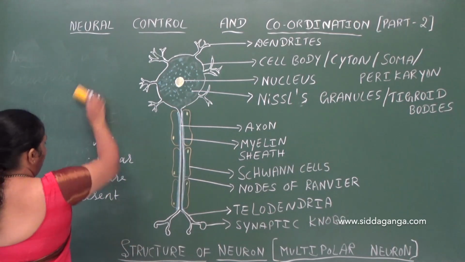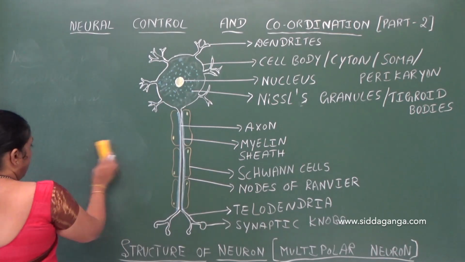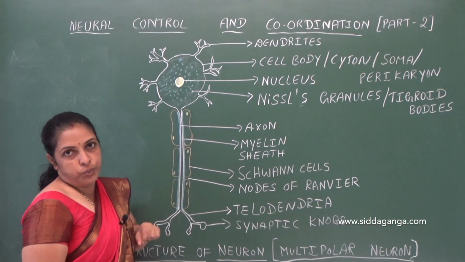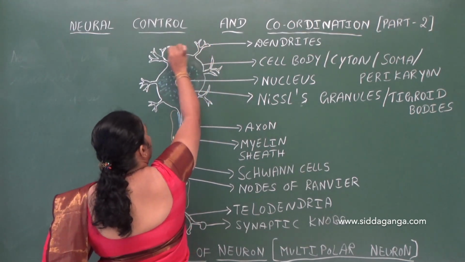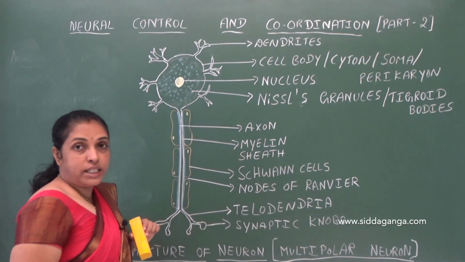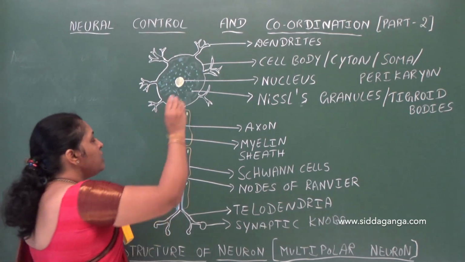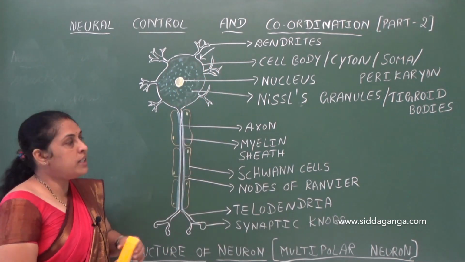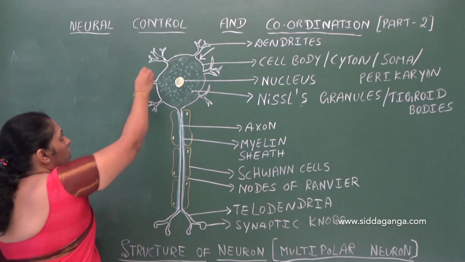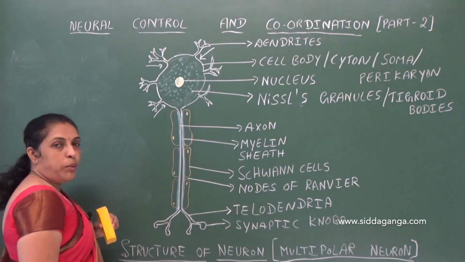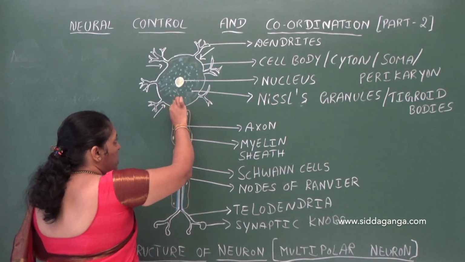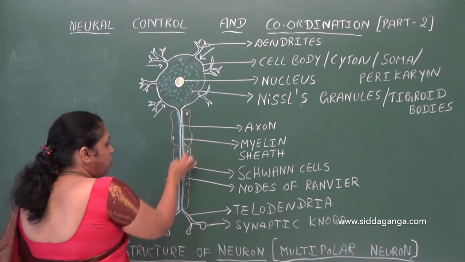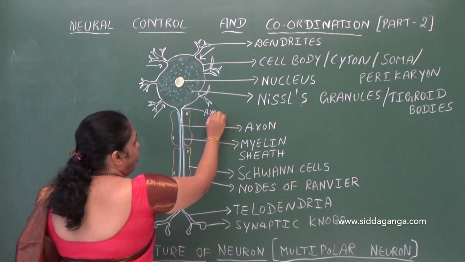Arising from the cell body, we see two types of processes. Smaller branches are called dendrites and the long one is called axon. These dendrites branch again and again to increase the surface area of the cyton. All the dendrites carry information towards the cell body. The one long process arising from the cell body is called axon. The region from where this axon arises is the axon hillock.